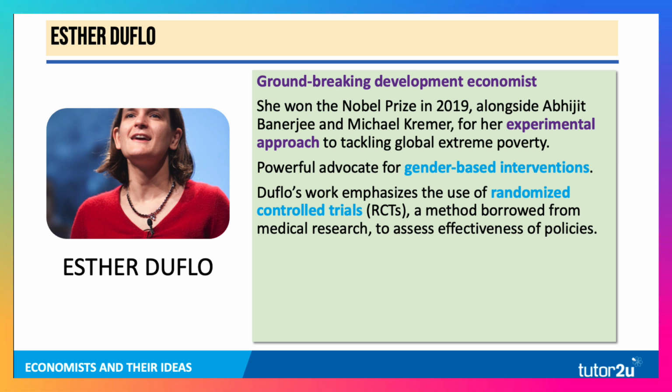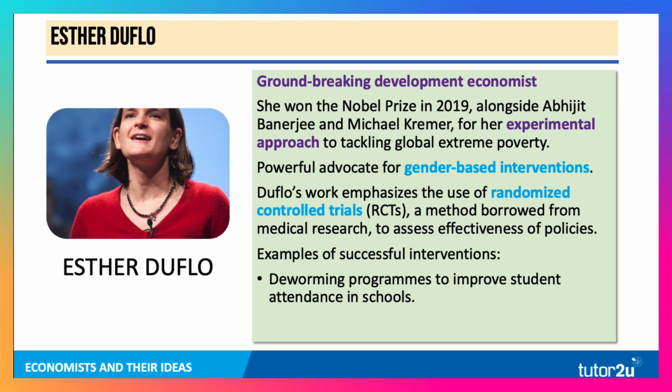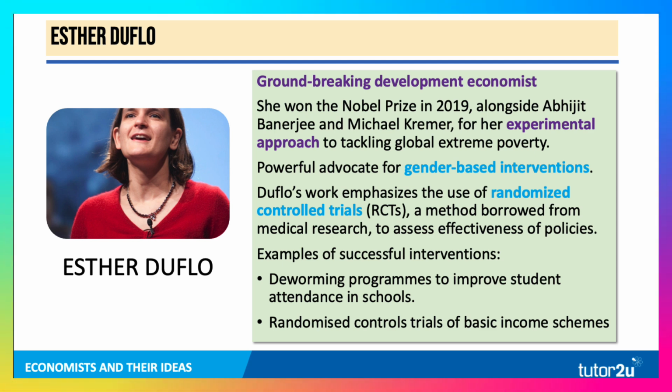RCTs is a method borrowed from medical research to assess the effectiveness or the efficacy of policies. So things like deworming programs can be powerful in improving student attendance in schools. Perhaps basic income schemes can be a way of addressing extreme poverty. It's well worth reading up on the work of Duflo if you're studying development economics for your A-levels and IB exams. Have a little bit of a note on what she argues, and in particular her argument that you need to test policies on the ground, randomised controlled trials, to improve the value of each dollar spent, for example with aid and other interventions.